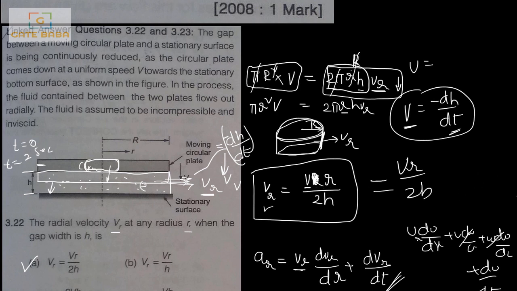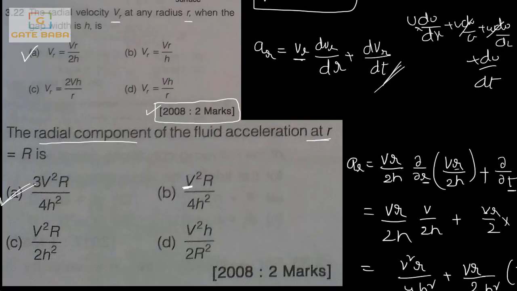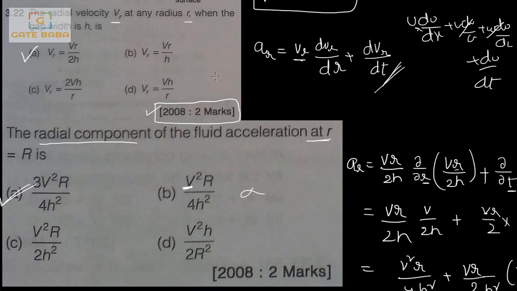So with that relation you have to solve the next problem. Otherwise the problem is not solvable. Without the first question answer you can't solve the second question. These two are interrelated. That's why it is a 2008 IAS Bangalore question. There must be some tricks.